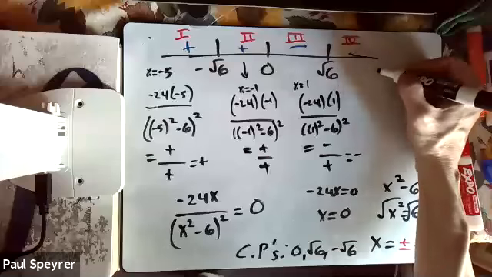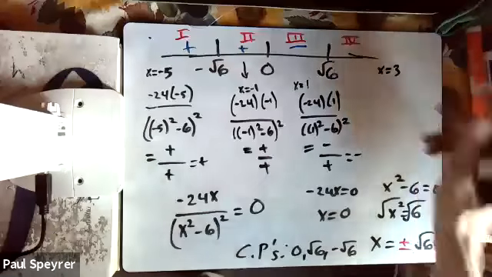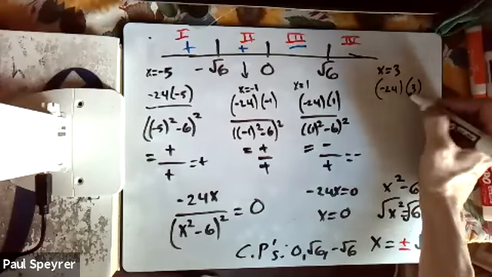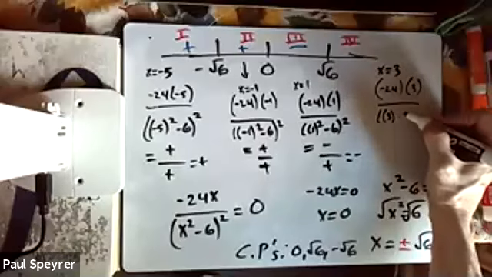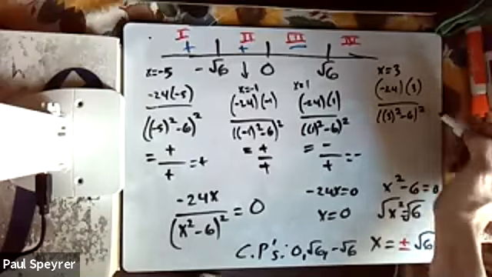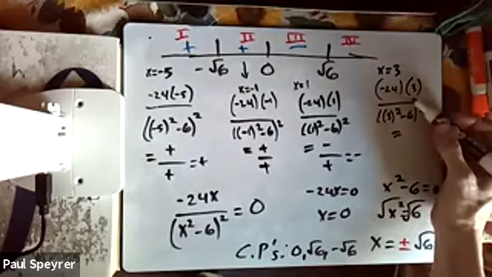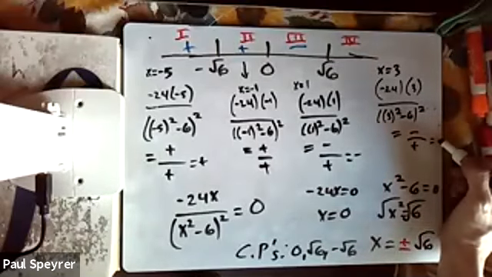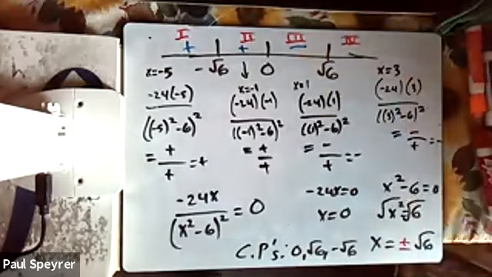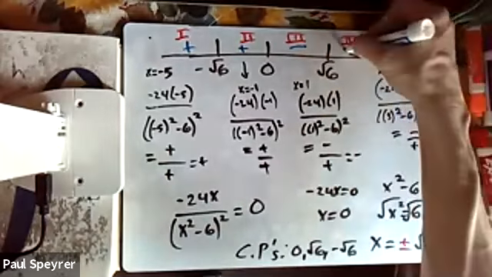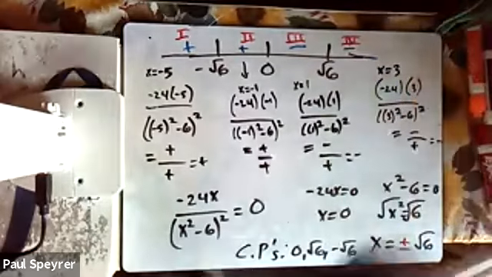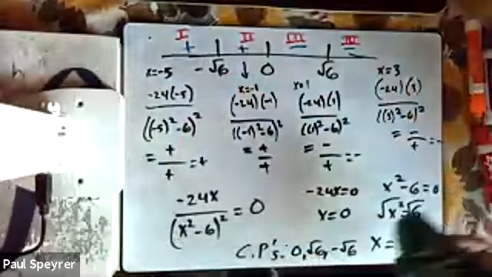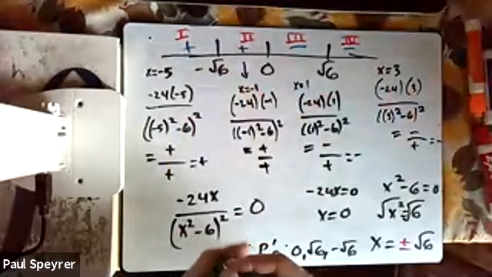Then something bigger than root 6. I'll test x equals 3 for the fourth region. So we have negative 24 times 3 over 3 squared minus 6, and all that stuff squared. So negative times positive is a negative. The bottom's always positive. What's a negative divided by a positive? A negative. Okay. Remember, we're doing this to help us determine where stuff's increasing and decreasing from. So now we have all that, right?